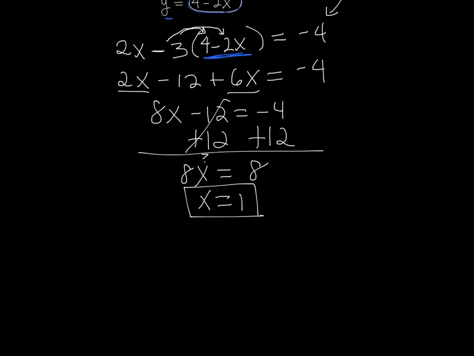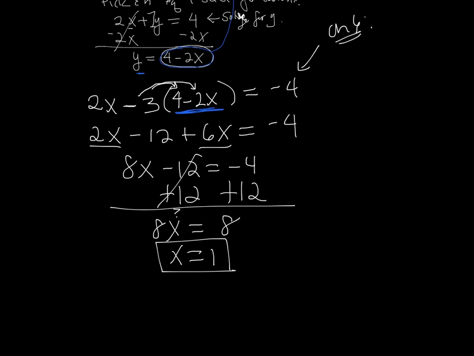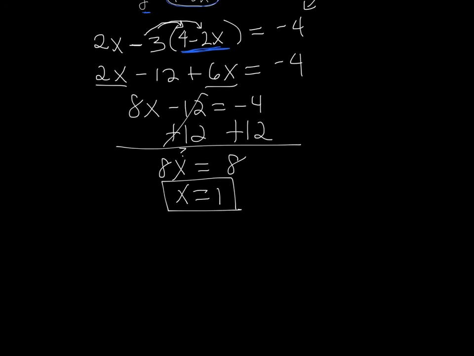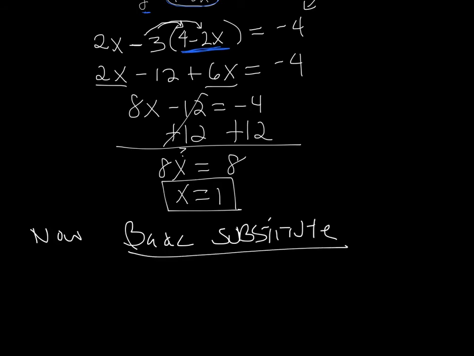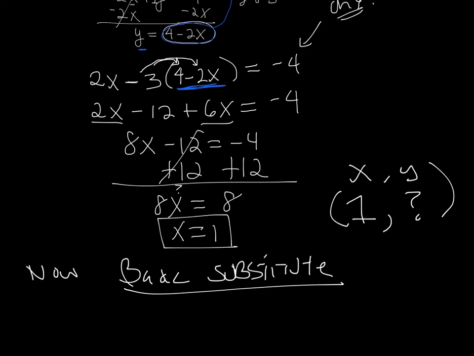So if x is 1, now back substitute. Okay, in other words, substitute back the value that you just received. So you have, so again, x comma y. So you found 1. Well, now your goal is to find y. So we can substitute this 1 back into any equation you'd like.